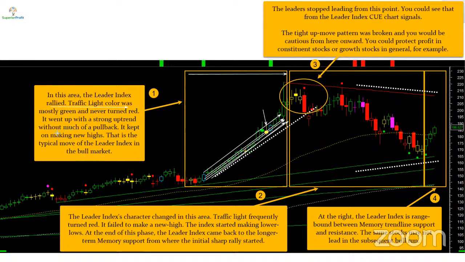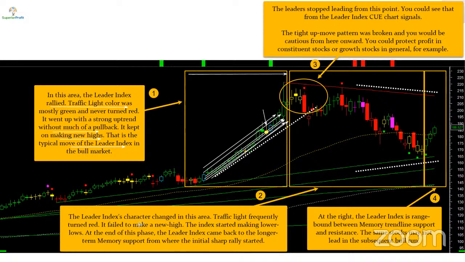It went up with a strong uptrend without much of a pullback. It kept on making new highs. That is the typical move of the leader index in the bull market, not the early bull market, because the stocks needed to display bottom left, top right is already some time into the bull market, maybe in the late stage of the bull market. We will not know when it is late beforehand; we'll know when the leader index is broken.